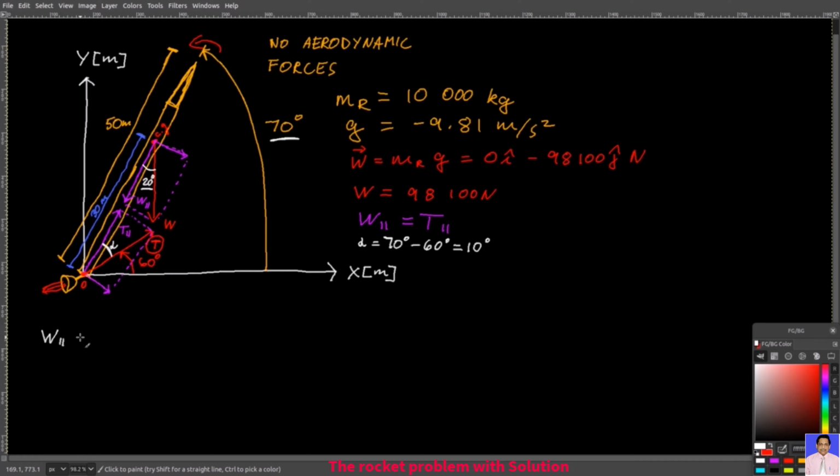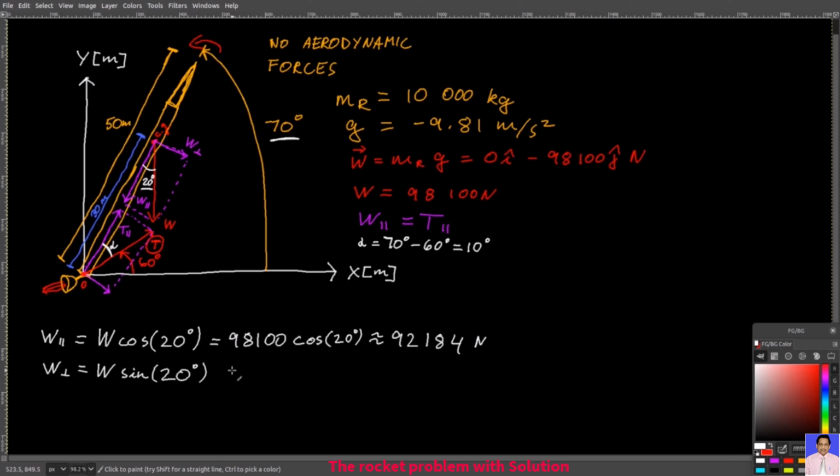You know that W parallel equals W times cosine 20 degrees. That's 98,100 times cosine 20 degrees. Approximately it equals 92,184 newtons. And if you're interested, then you can also calculate the component that is perpendicular to the rocket. This component equals W times sine 20 degrees, and that approximately gives you this answer.